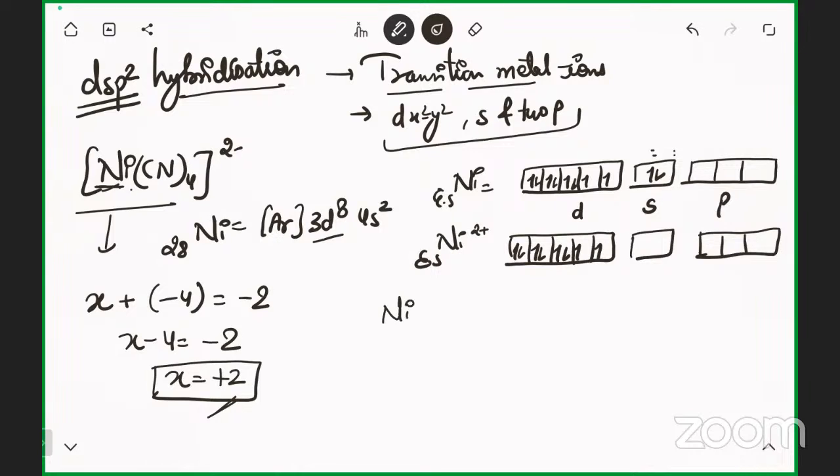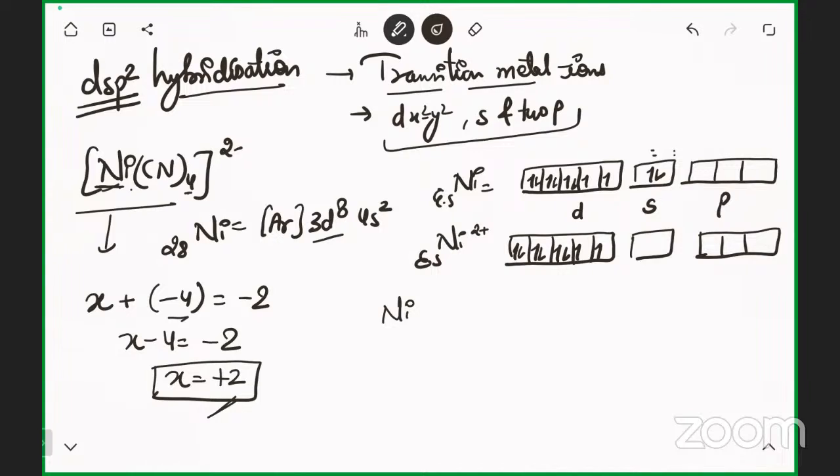Sir, can you explain once again how X is positive? See, this is +2. See, the charge on the CN is -1. So 4 atoms are present. So -1 into 4 is equal to -4.